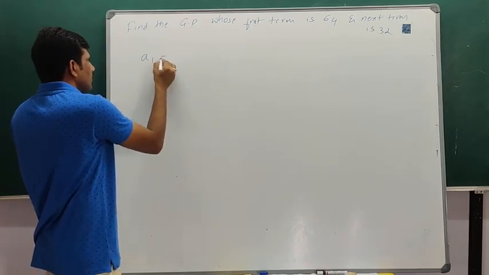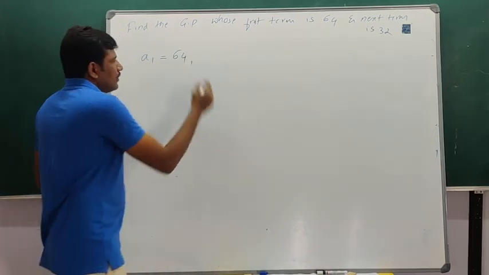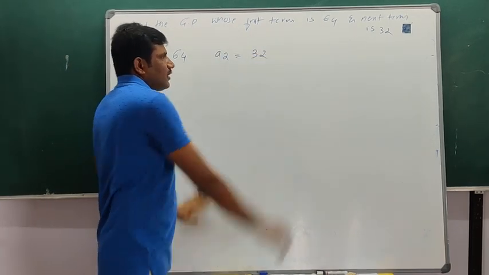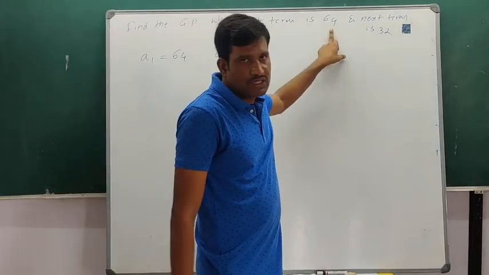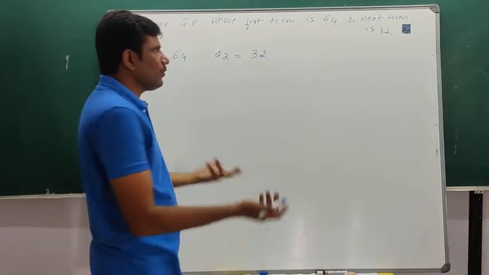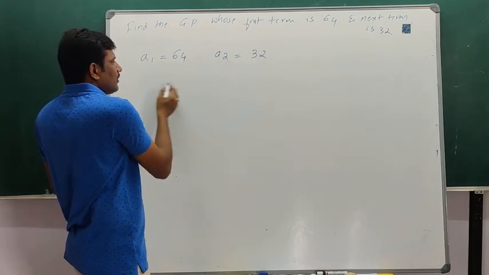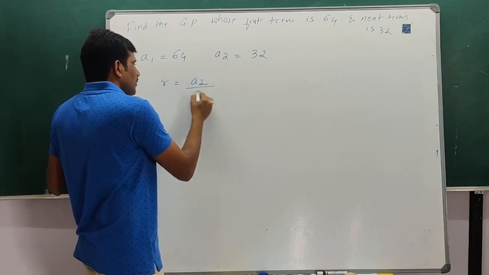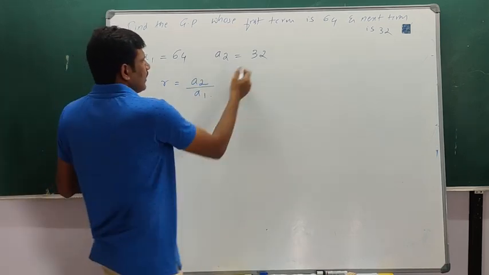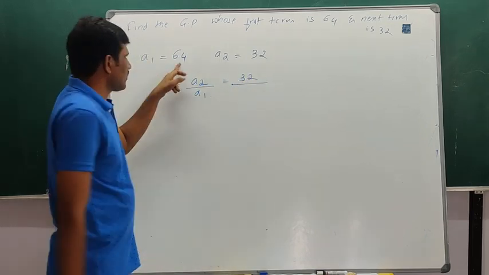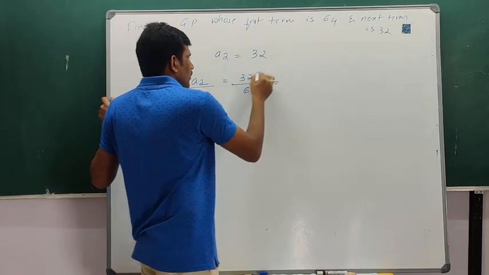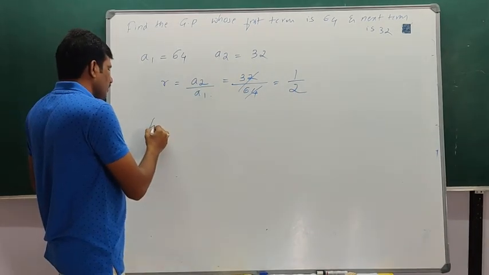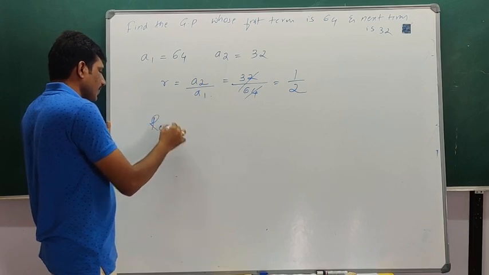First term means a1. The first term is 64 and the next term means the second term, which is 32. So they have given the first term 64 and the next term 32. What is the common ratio? Common ratio is the second term divided by the first term. The second term is 32 divided by the first term, which is 64. So the common ratio is 1 by 2. Already I told you how to write the GP. So the required GP is here.